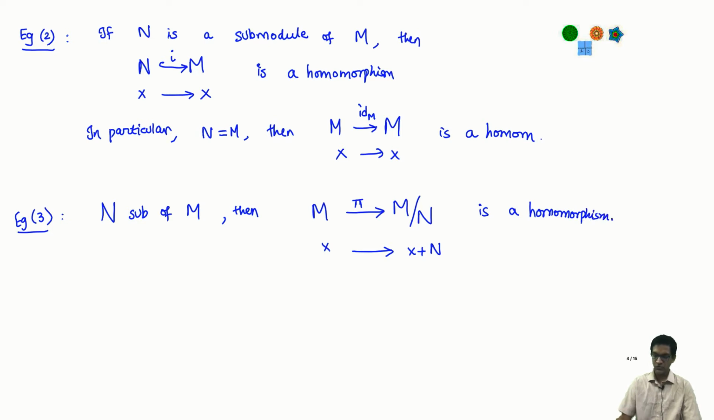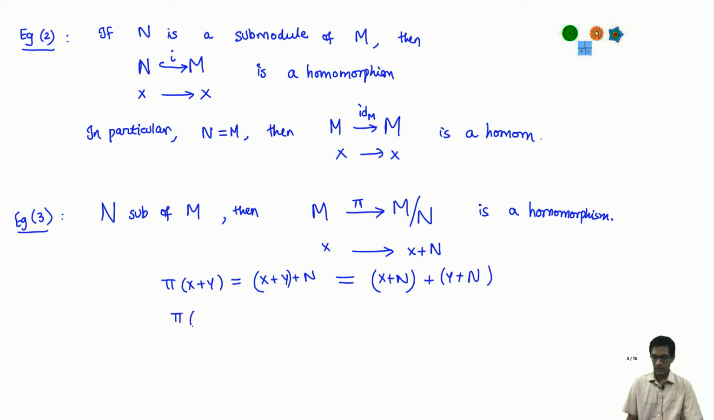This just follows from the way the addition and the scalar multiplication are defined on the quotient. So let's check that pi of x plus y, what is it? It is x plus y plus N. It's just the coset of the element x plus y. But if you recall the definition, this is exactly how addition is defined in the quotient module.